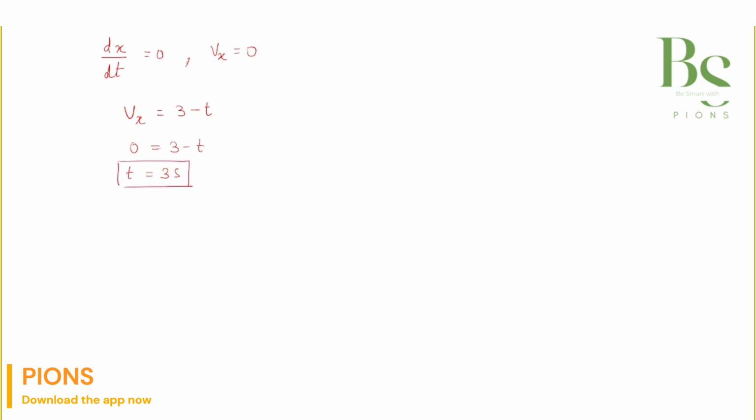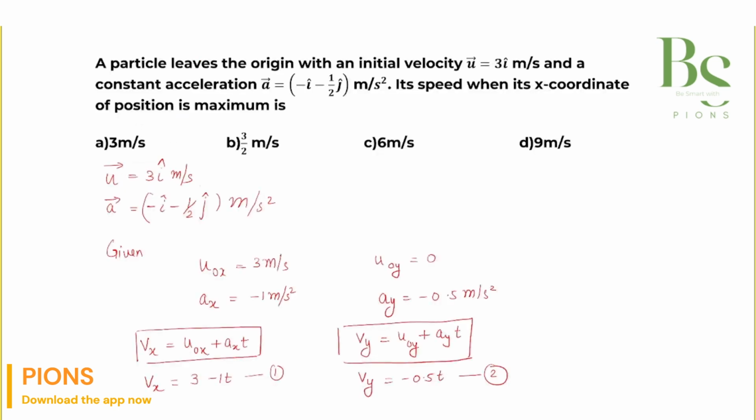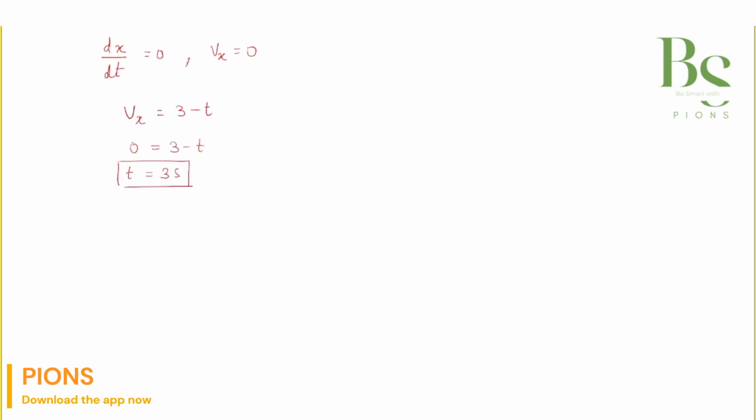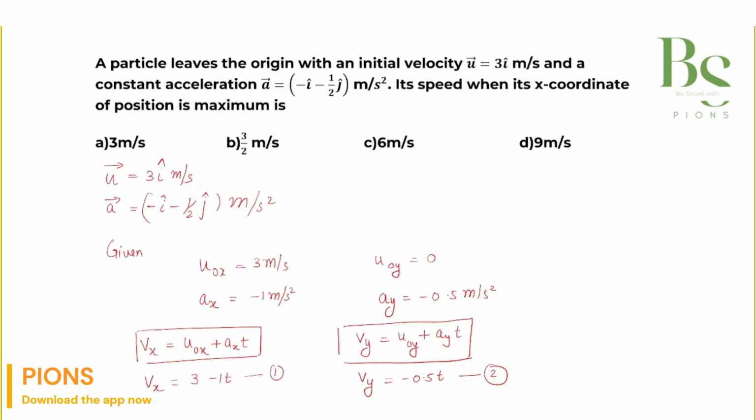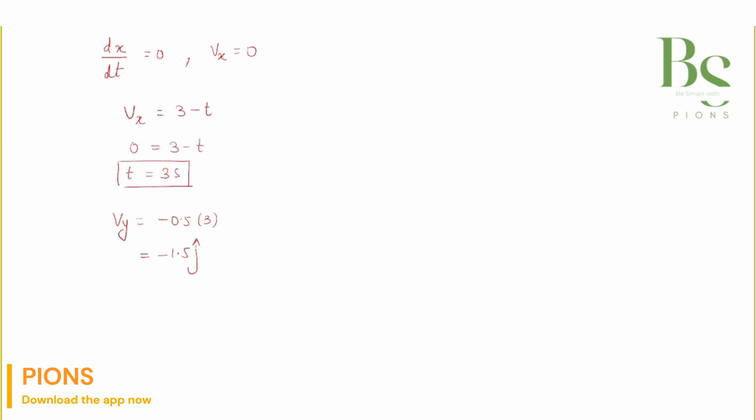And when the x coordinate is maximum, they are asking what will be the speed. Now see here, Vx is 0. Already we have taken that because it's a maxima condition. Then speed is only contributed by whom? By equation number 2, that is Vy. So Vy will be equal to minus 0.5 into 3, which equals minus 1.5 j. Let's see if there is any option. Yes, option B, 3 by 2 meter per second, that is 1.5. They have written the magnitude.